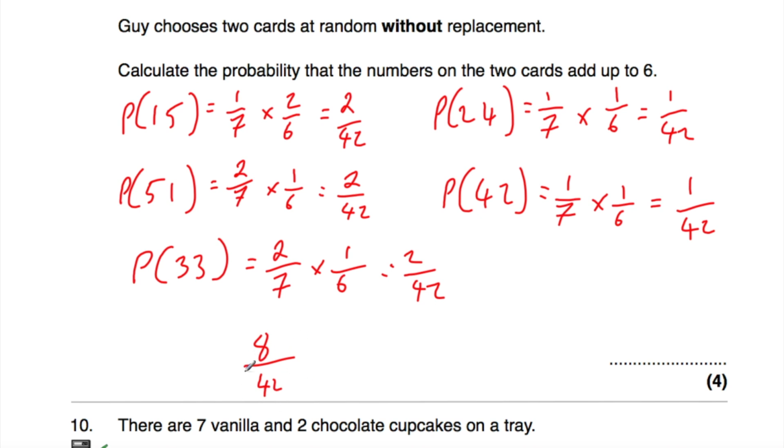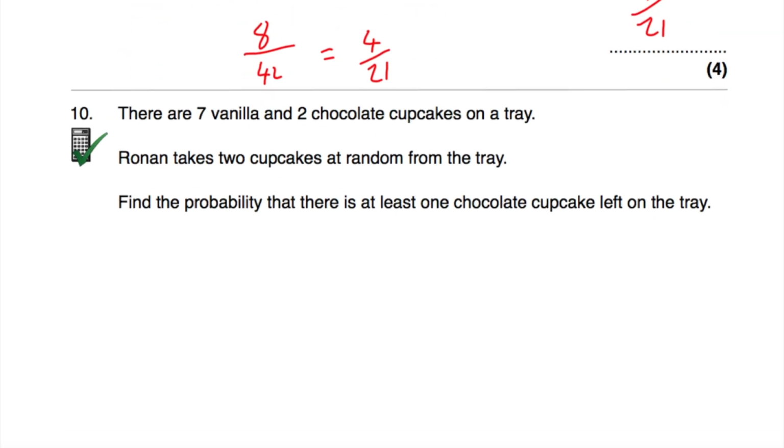And then let's cancel this down. Now the question didn't ask us to cancel it down, so we could just leave our answer like that, 8 out of 42. But if we cancel it down, let's half them both. That's going to be 4 out of 21. And then that's it, 4/21. So the probability that Guy chooses two cards that add together to be 6 will be 4 out of 21. And that's it. Okay, let's look at our next question, question number 10.